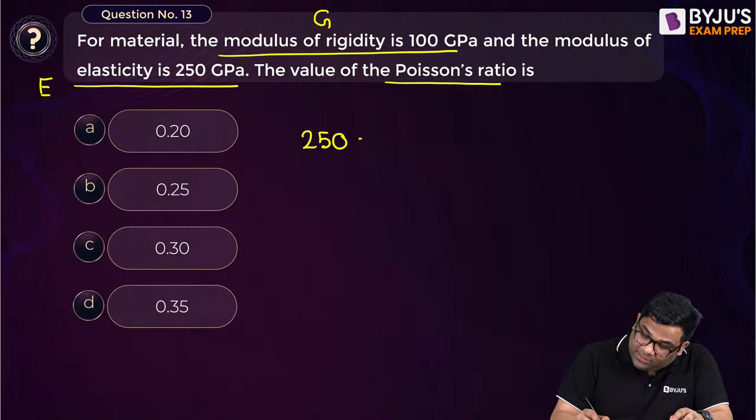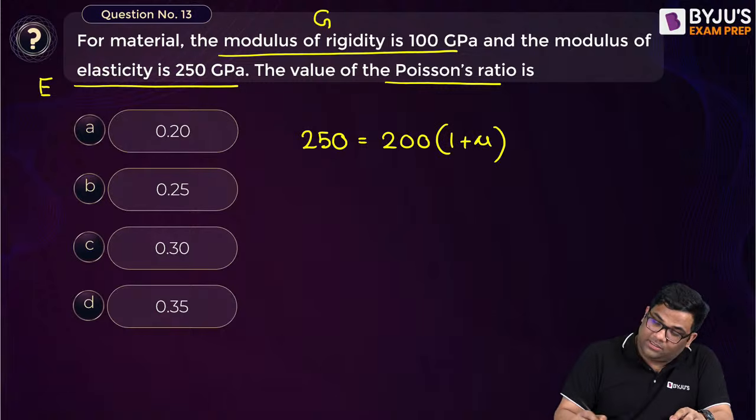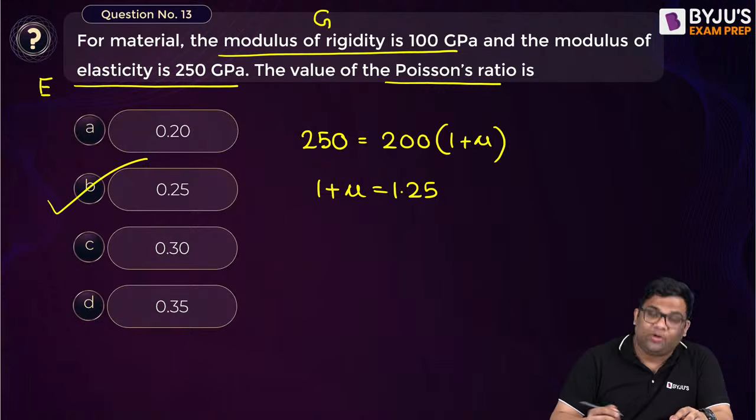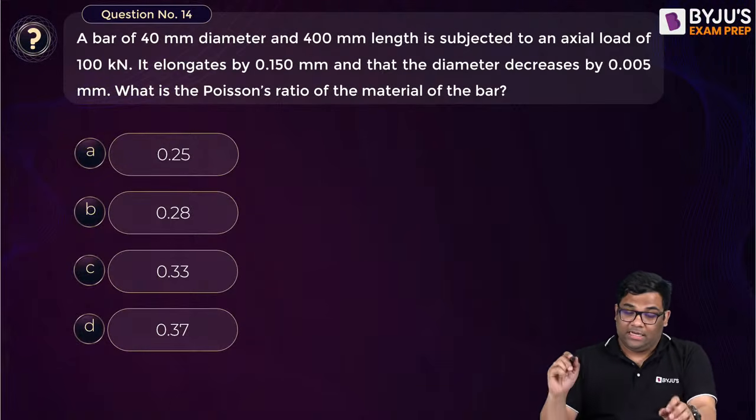So see, very easy. 250 is equal to 2G into (1 plus mu). So I can say 1 plus mu is equal to 1.25, or mu is equal to 0.25. Straightforward question. Fast. Next question.